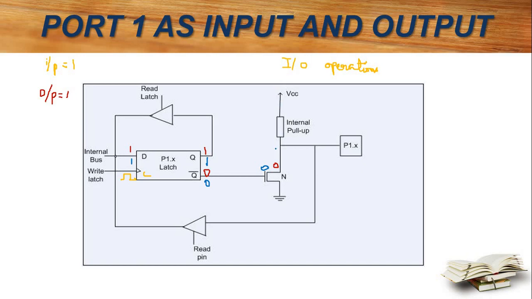What is the work of this internal pull-up resistor? To pull up the voltage. See here, the input I have given is 1. Okay, this is the input I have given, 1. But I am getting output as 0. In output condition, what input I am giving, that should be the output I get. Here I am giving 1 but I am getting 0.